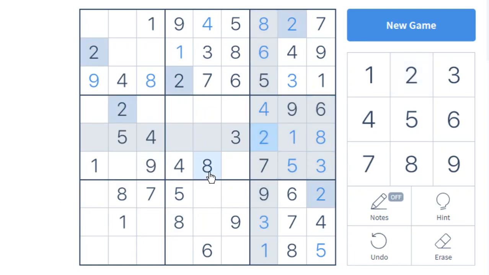Very well. Now, let's shift our attention to this row right here. So, what do we have left? We have 1, 2, 3, 4, 5. So we need 6, 7, and 9. 7 is already in this row.